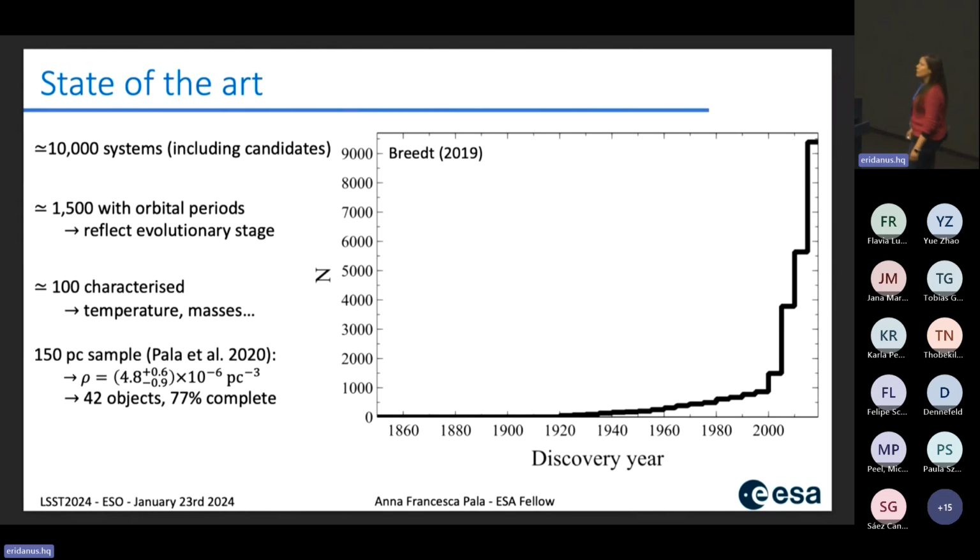And so far, we have been able to build one volume-limited sample of objects out to 150 parsec, thanks to Gaia. And you can see we have only 42 objects in this sample. So while we could carry out the first population study of accreting white dwarfs, it's also difficult to understand what's the role played by small number statistics within this sample. So this is the state of the art with its limitations, and LSST is going to be a big revolution in the field.